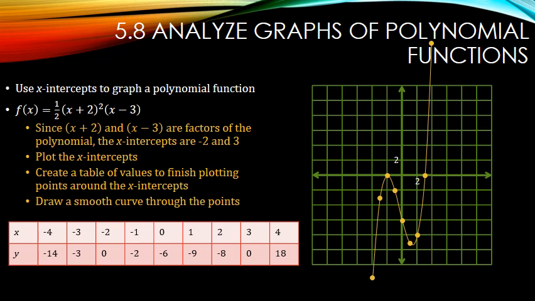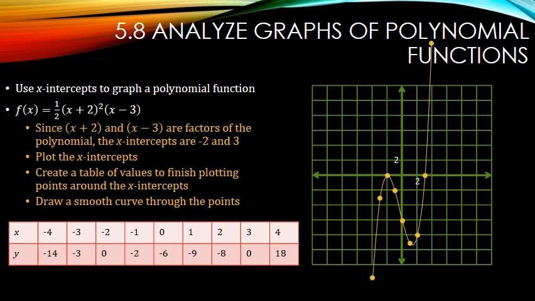Remember from previous lessons, notice the x plus 2 was there twice. So the -2 is actually a 0 twice. When that happens, we have a 0 repeated an even number of times. The graph touches the x-axis there, but does not cross it. So that's why our graph goes up, touches, comes back down.